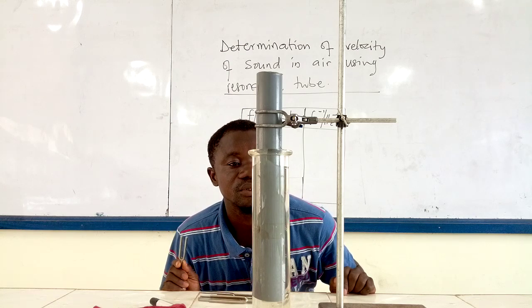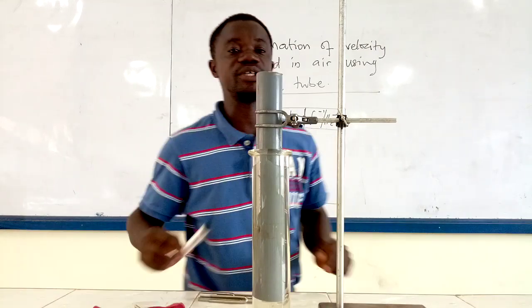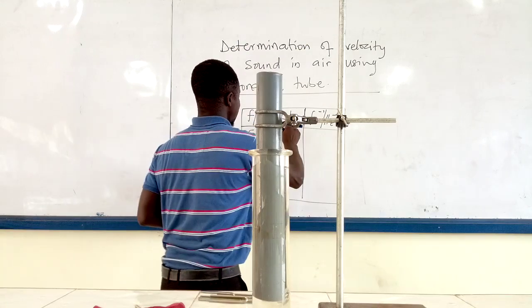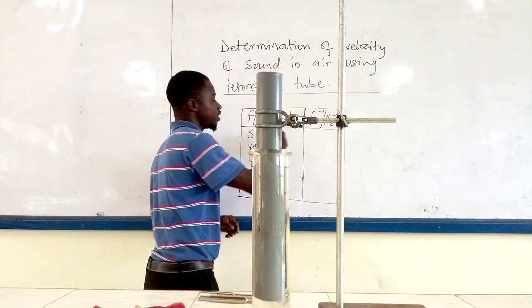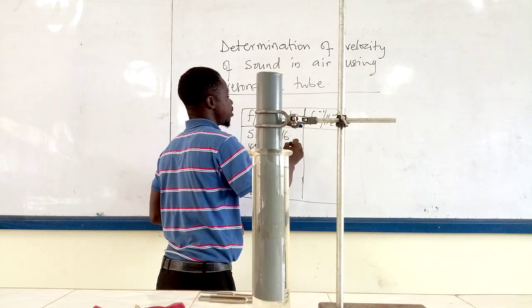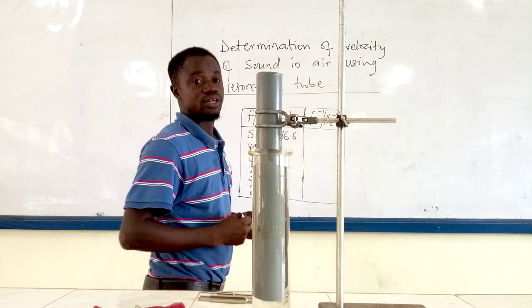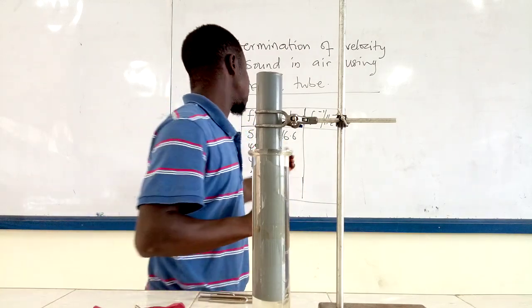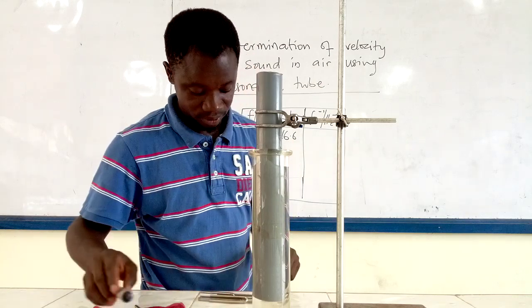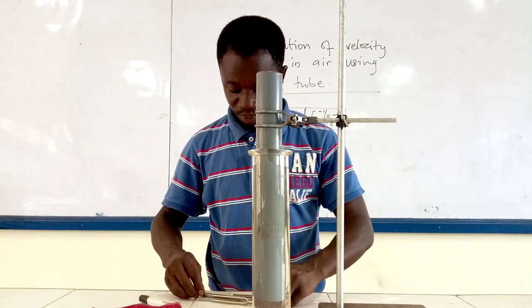This is 16.6 centimeters. So the length that corresponds to the frequency 512 is 16.6 centimeters. Remember that the least count of a ruler is 1 decimal place, so this one is in 1 decimal place. So I'm done with that tuning fork. I'll put it aside. Then I'll pick the next tuning fork.